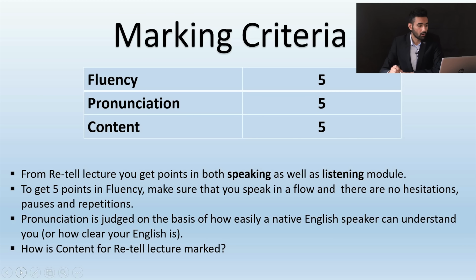Now, before we move on to the tips and strategies and templates you have to use while approaching your Retell Lecture, let's have an in-depth look at the marking criteria of this task, and the different bases and parameters on which you are awarded points in your Retell Lecture. So altogether, your one Retell Lecture carries 15 points. You get 5 points for fluency, 5 points for pronunciation, and 5 points for content as well.